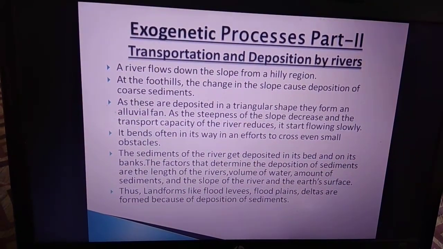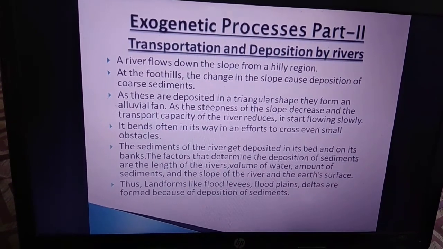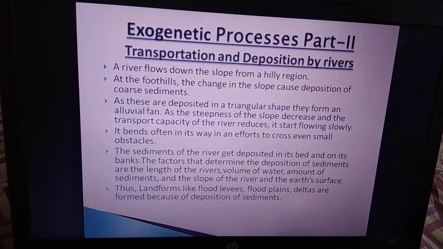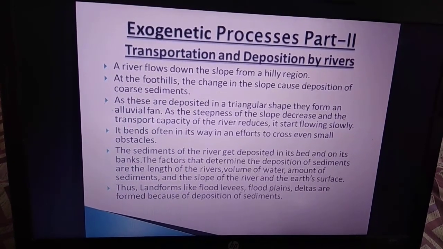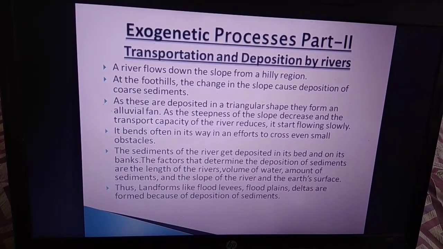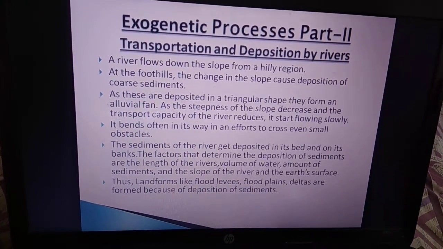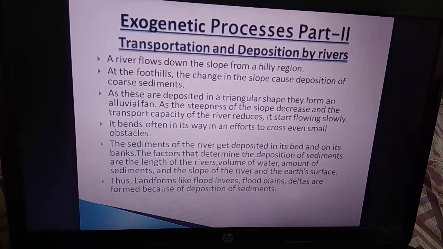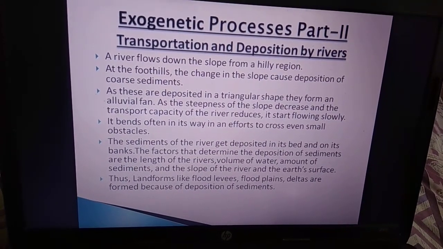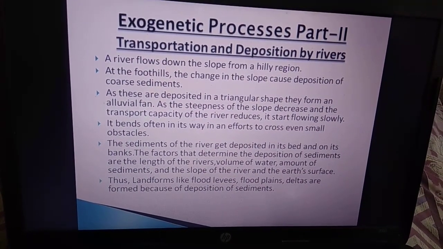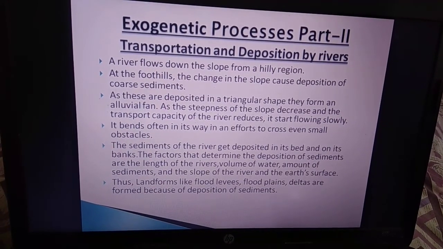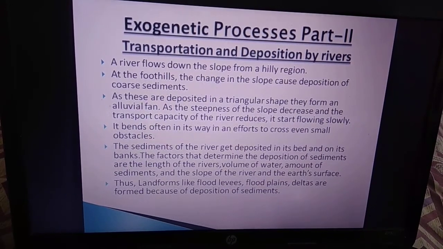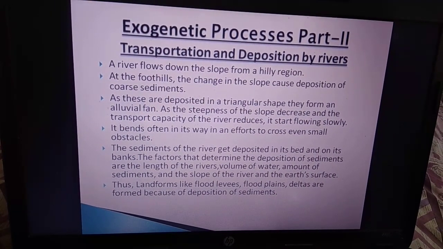As we already discussed in this slide, the river flows down the slope from a hilly region. The change of the slope causes deposition of the coarse sediment. It bends often in an effort to cross even small obstacles. The sediment of the river gets deposited in its bed and on its bank. Landforms like flood levees, flood plains and deltas are formed because of deposition.